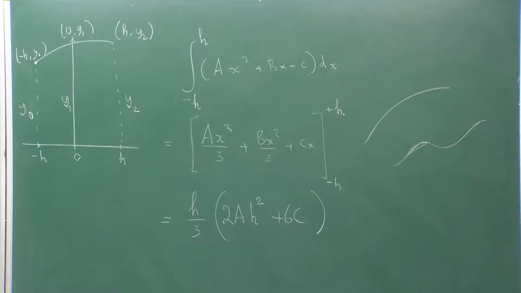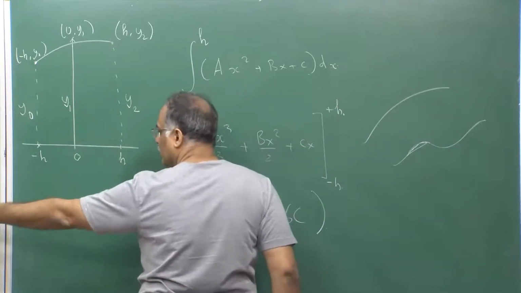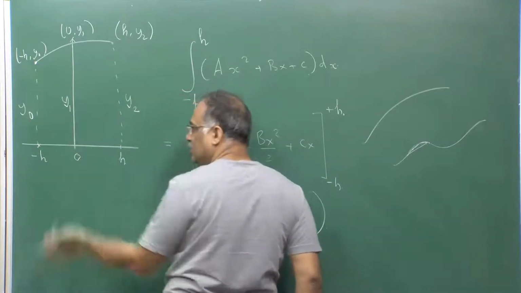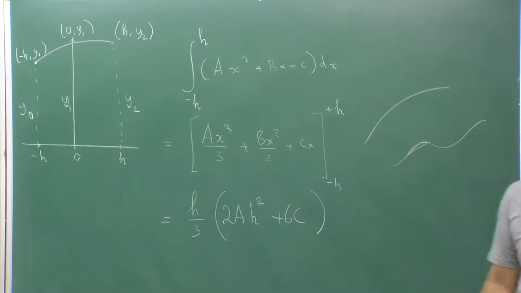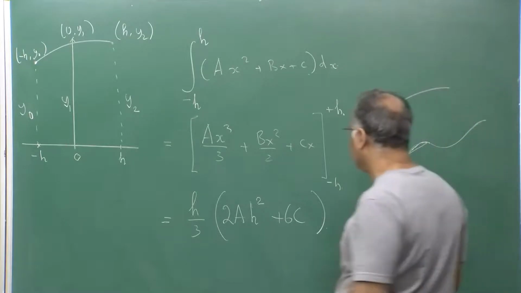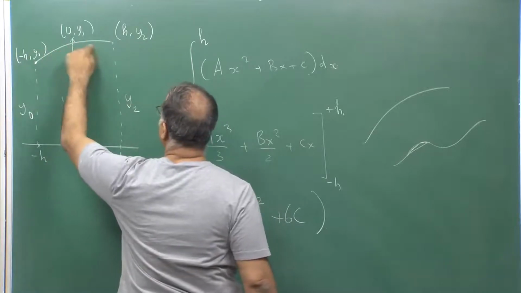See, these values y0, y1, y2 matter. So, ultimately this whole integral can be represented in terms of y0, y1, y2. Even if we integrate it from x1 to x2, it does not matter, ultimately this is the representation. So, how do I do it? I know that the curve passes through the points minus h, y0, 0, y1 and h, y2.